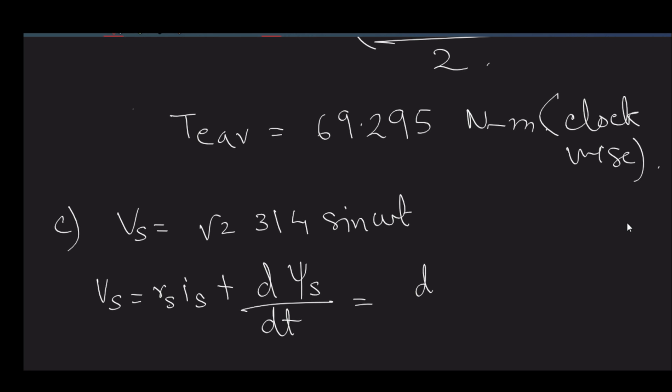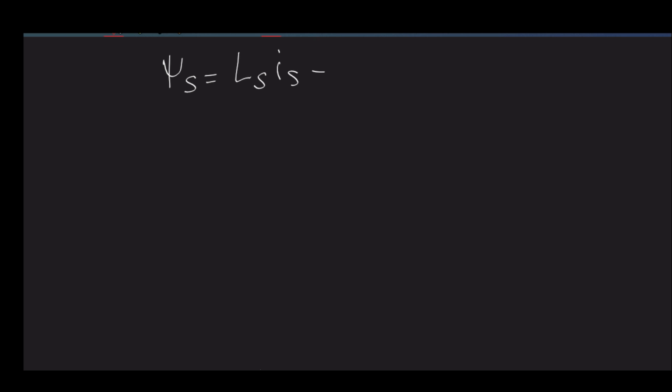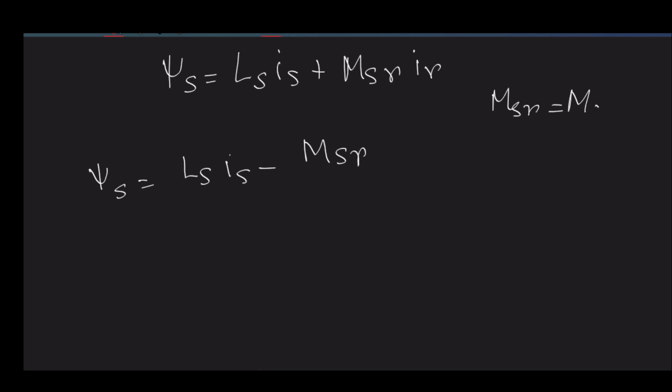Again Rs is 0, so it is d psi s dt. Now if it is d psi s dt, then what is psi s? Psi s is like previously, it is LS IS plus MSR IR. Now IR is equal to minus MSR by LR IS, here I am assuming MSR is equal to MRS.